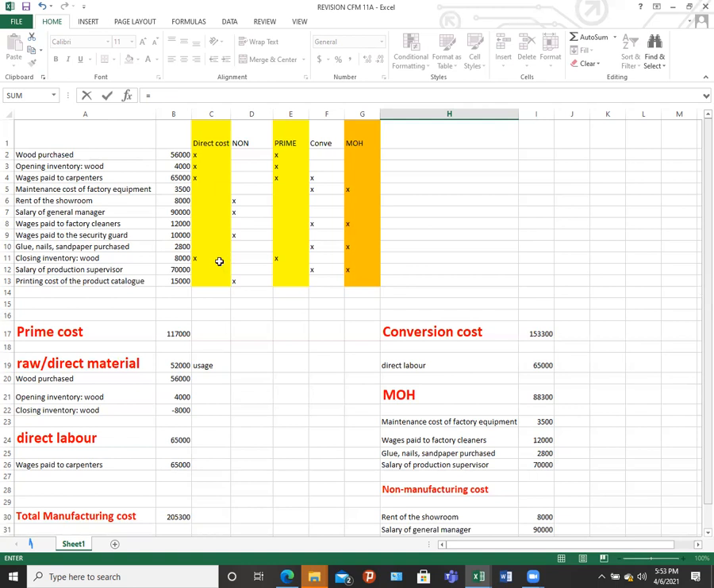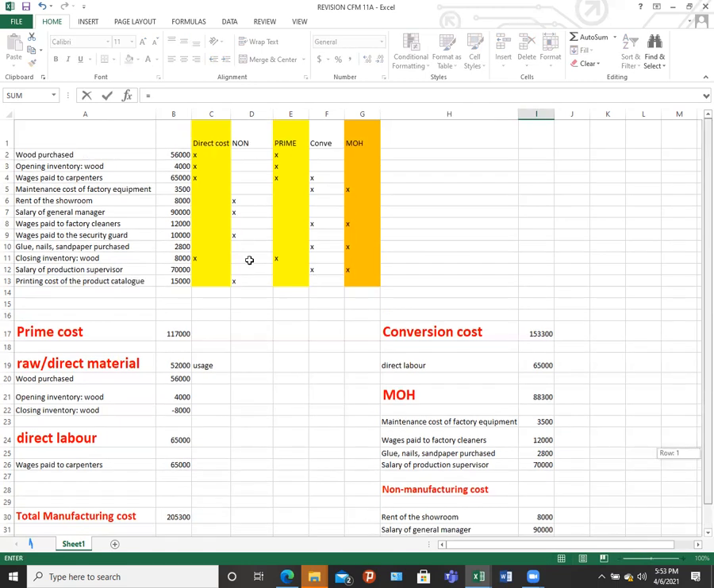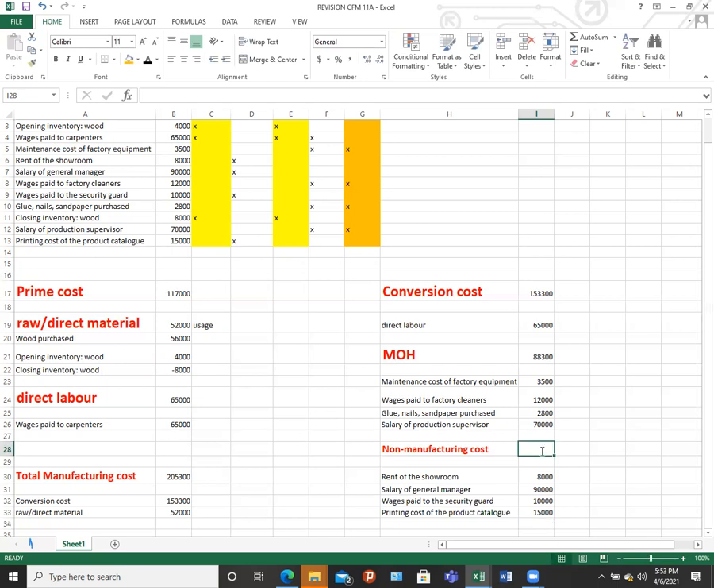And then what else? Is a printer? Printing cost, yes, it is a printing cost. You see, guys, it's easy. Remarks. Which means we are done, guys. We are done.